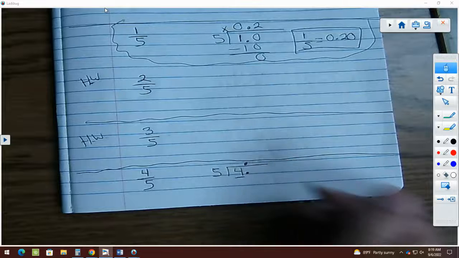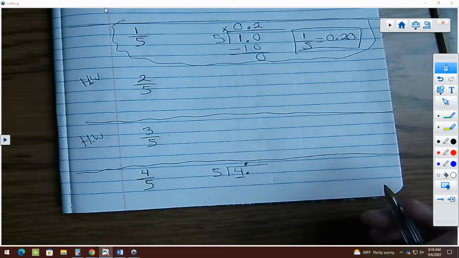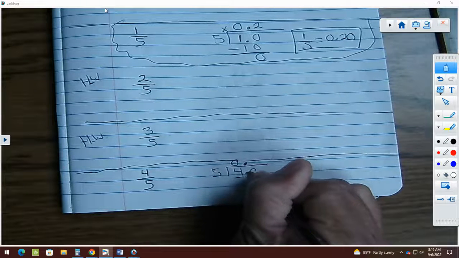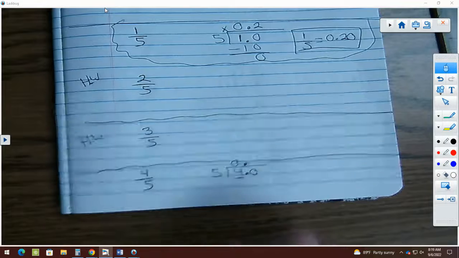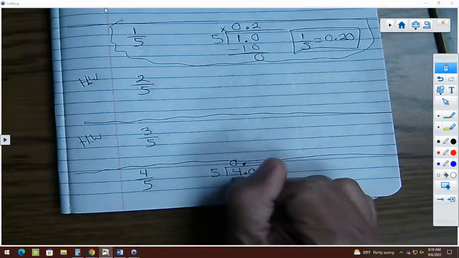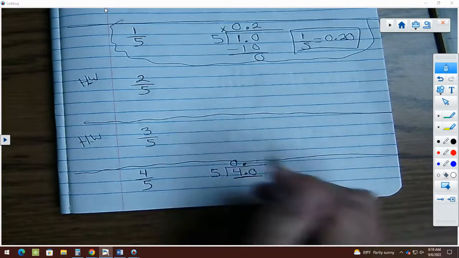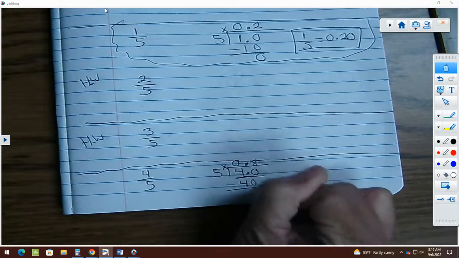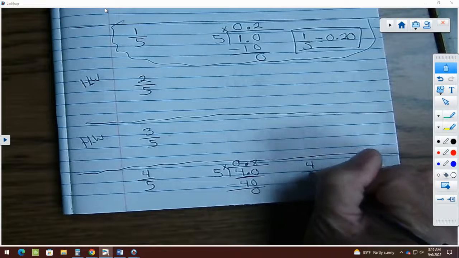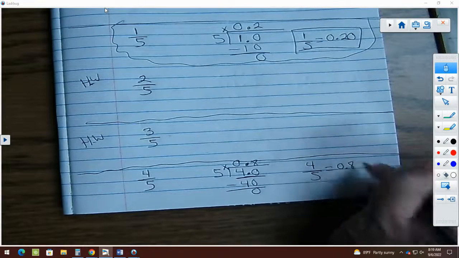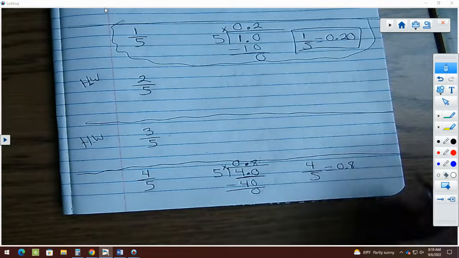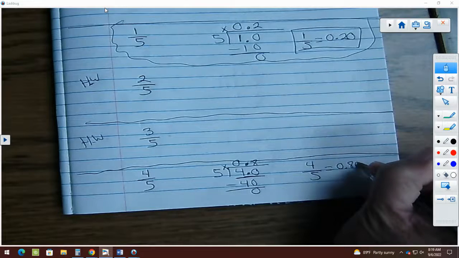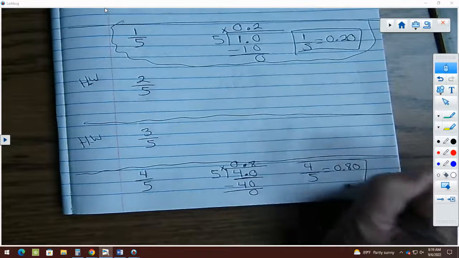4, is that enough? No. What do I do? I add a 0. Whenever you don't have enough, you keep on adding zeros. 40, is that enough? Yes. 5 times what gives me 40? 8. The answer is 4/5 is the same thing as 0.8. They're equivalent. This is the same thing as that. But what do I like? Money, so I'm going to add a 0, 80 cents. That will be the answer.